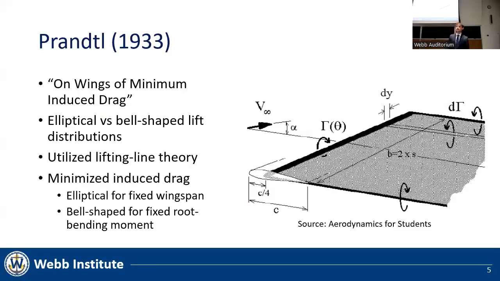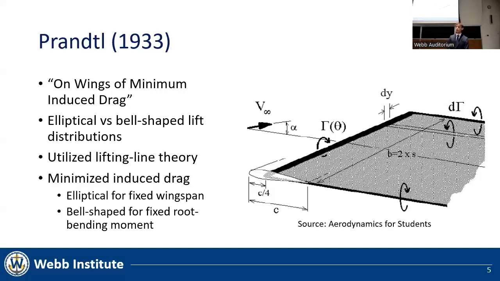Now that we have defined some basic terminology, we can move on to the underlying theory behind this thesis. Going back to 1933, when Prandtl published a paper aiming to minimize induced drag for wings. In this paper, Prandtl utilized lifting line theory to compare foils with elliptical and bell-shaped lift distributions. Lifting line theory, which Prandtl developed himself just over a decade earlier, was the first analytical tool that could be used to calculate lift of a finite wing with arbitrary planform and twist. The analytical nature of this calculation allowed for optimization by way of minimizing induced drag for a set of constraints.